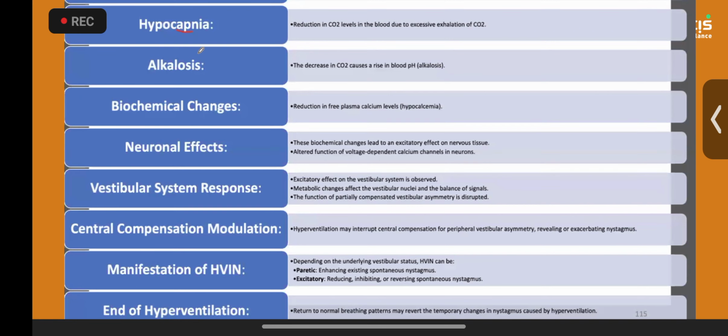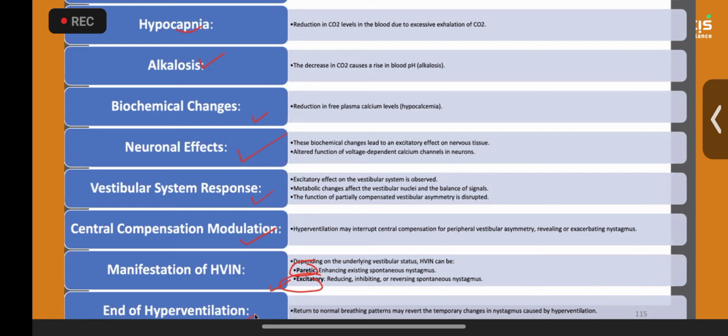So basically, what hyperventilation does is it causes hypocapnia, alkalosis, biochemical changes, and neuronal hyperexcitability. The vestibular system gets stimulated, so central compensation mechanism gets decompensated, and that leads to hyperventilation induced either paretic or excitatory nystagmus. And after the hypocapnia goes away, then again it returns to normal.